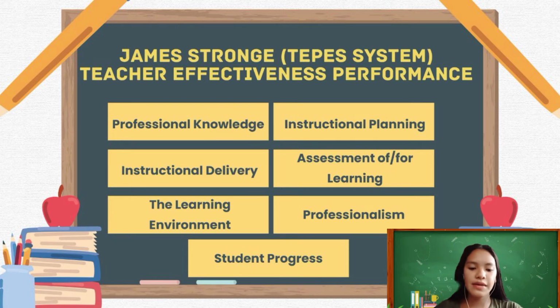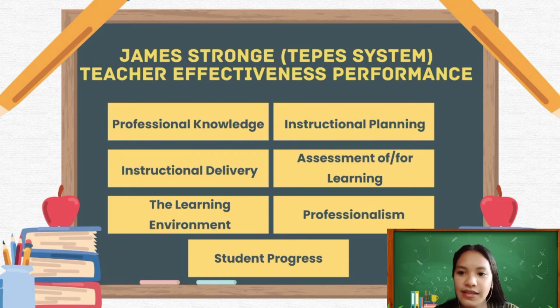So, the last concept of James Stronge is student progress. This is his seventh performance standard. So, student progress. As a teacher, our main goal is to see our students progress. It is our work, our job, and our mission to teach them so that they could learn and have progress as students.